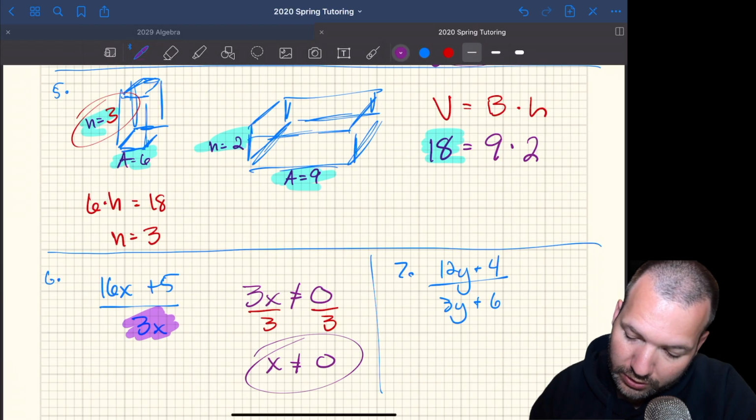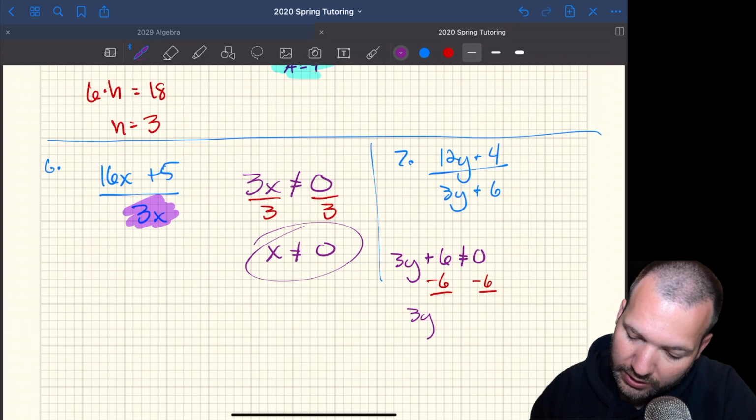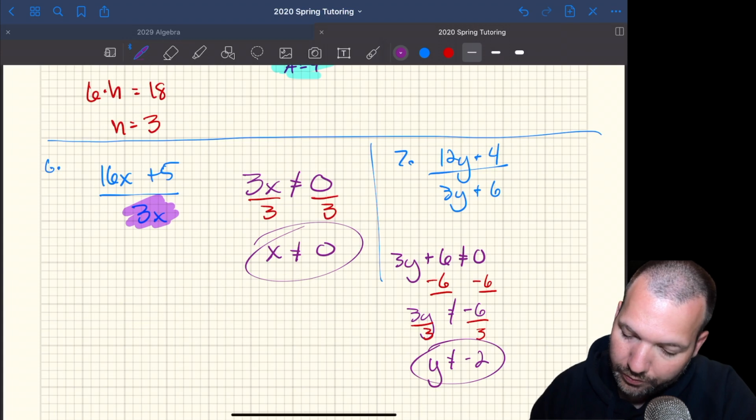So we can approach this two ways. We can say 3y plus 6, that denominator, must not be allowed to equal 0. So let's figure out what y value would cause such a catastrophe. 3y cannot be negative 6. Divide by 3. Divide by 3. y cannot be allowed to be negative 2.